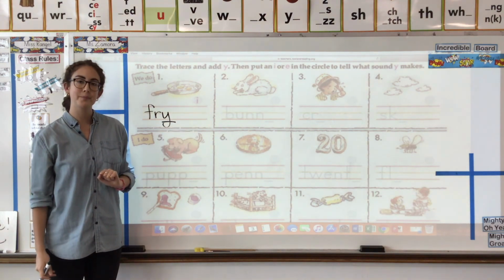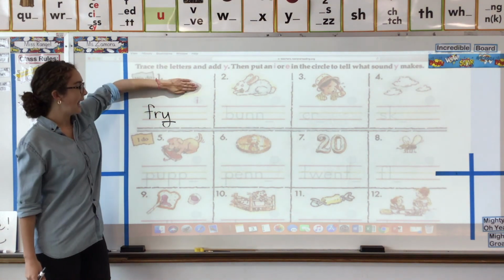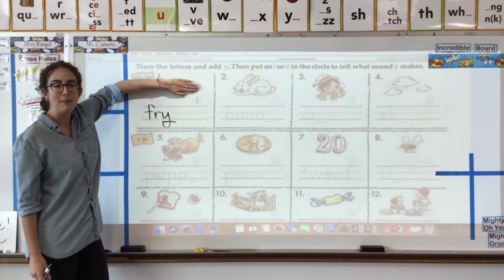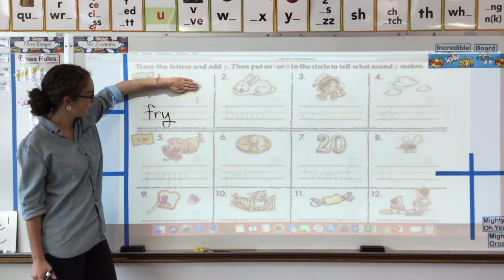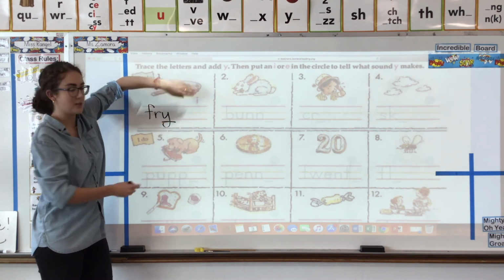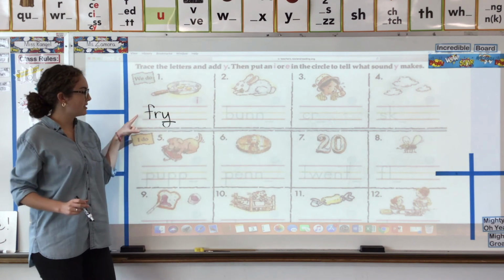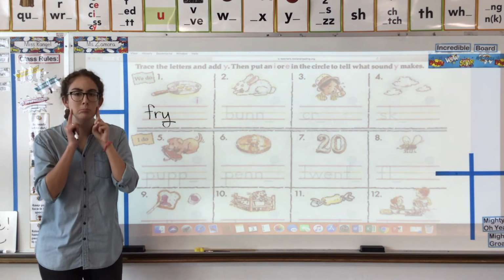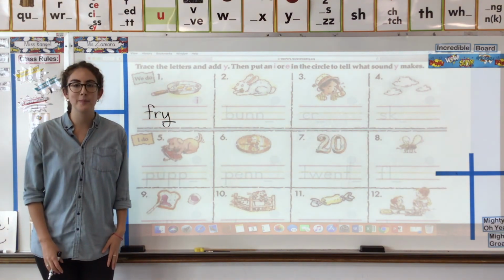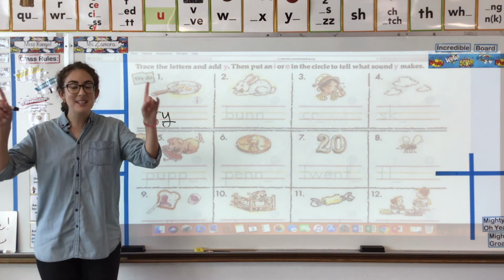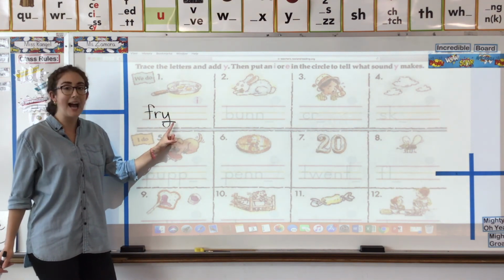F-R-Y. Okay, looking at this word and not the picture. Remember, in order to truly decode, we don't want to use the picture. So where is the vowel in this word? It's at the end, and is it all alone? Yes. So what sound is this Y going to make? I. It's going to make the I sound. So we can read this word as fry.